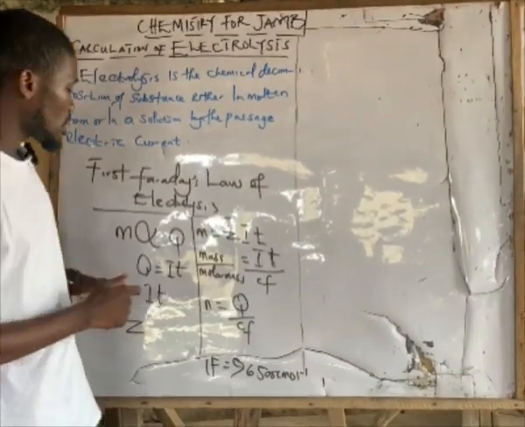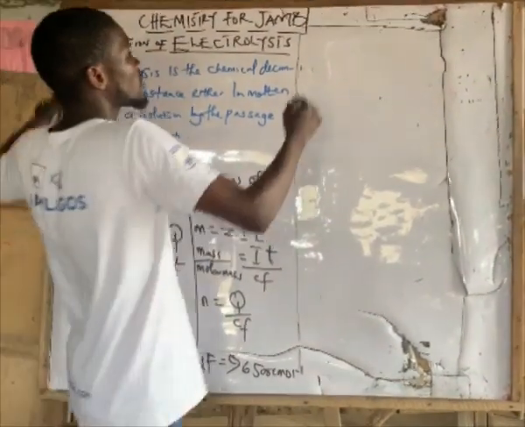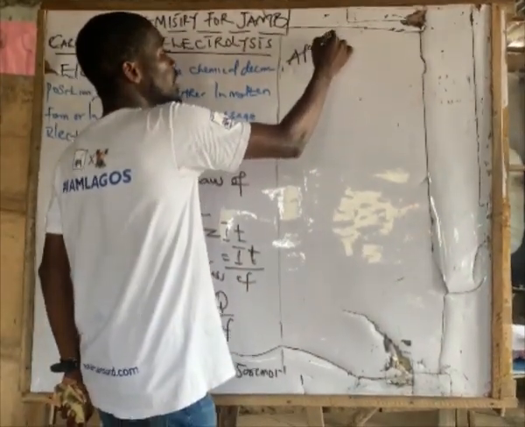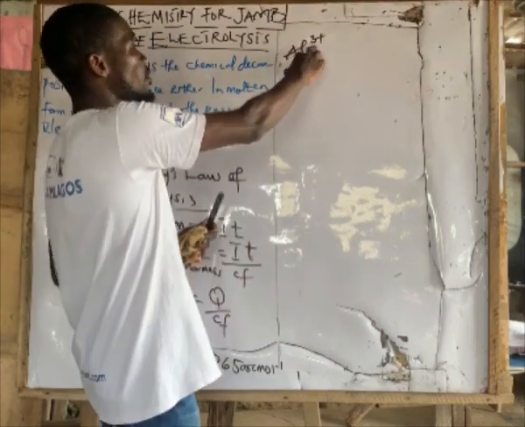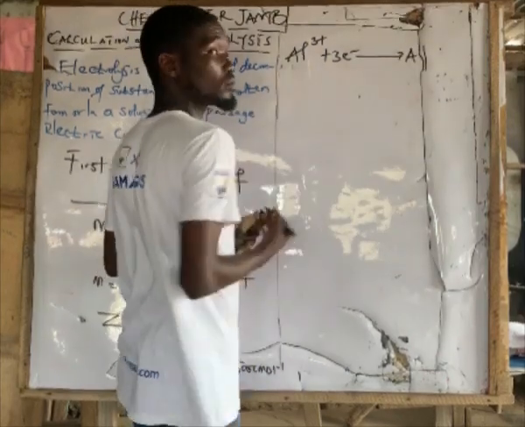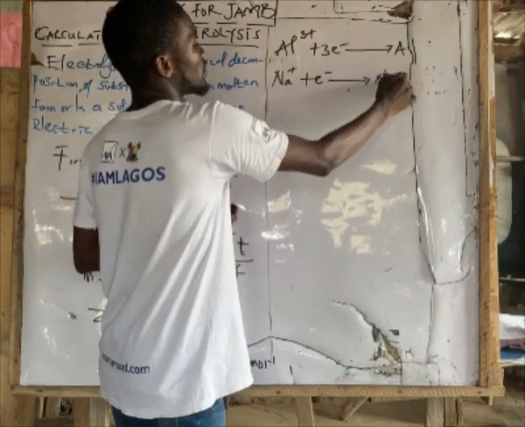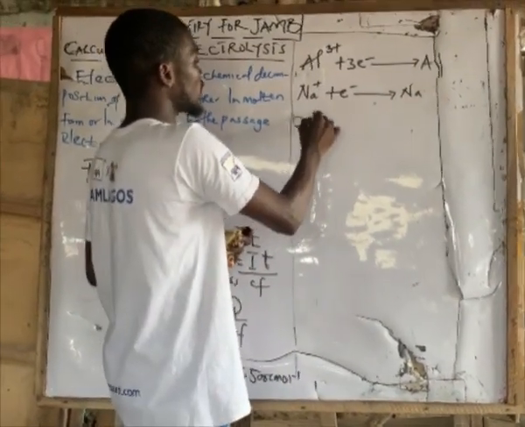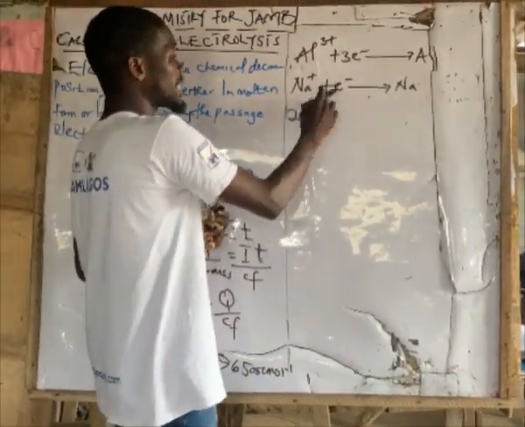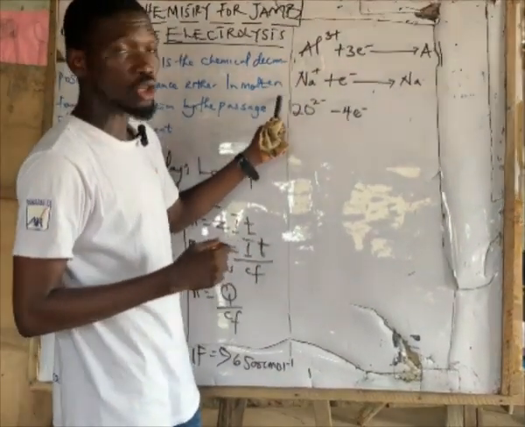So how do we deduce our C? In some textbooks, you can find this C as n also. For example, if I have aluminium, the oxidation number of aluminium is 3, so we have Al3+ plus 3e giving Al. Then if you have sodium, Na+ plus e. Then if you have an element like oxygen, the oxidation number of oxygen is 2 minus. So 2 times 2 with this sign will give us minus 4e.